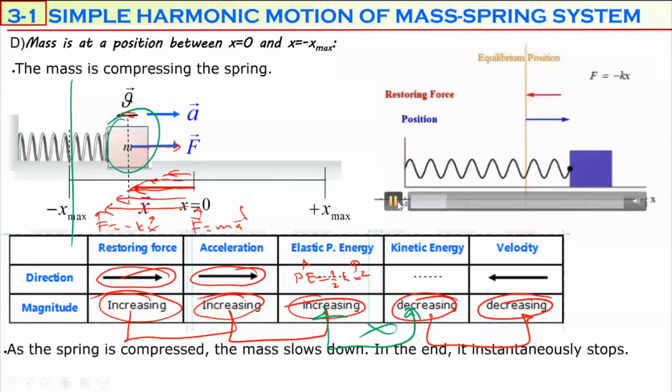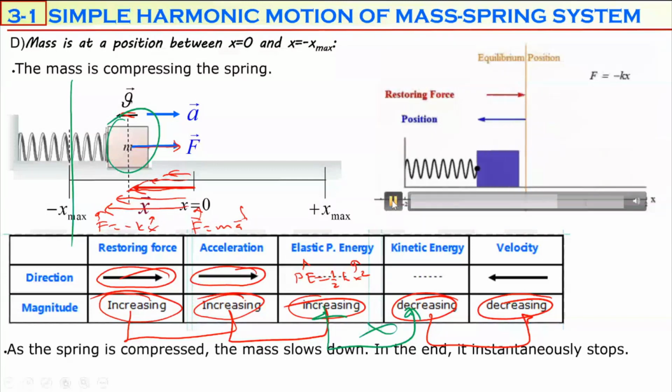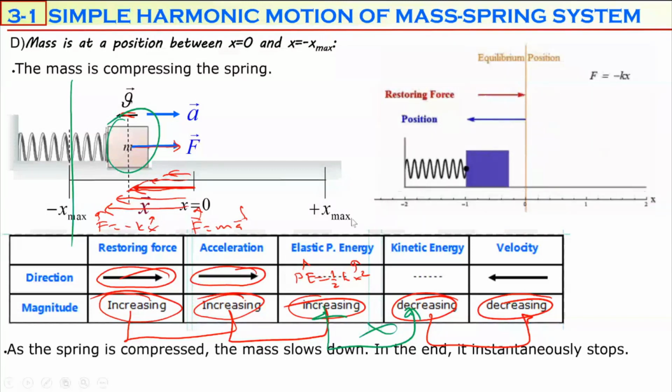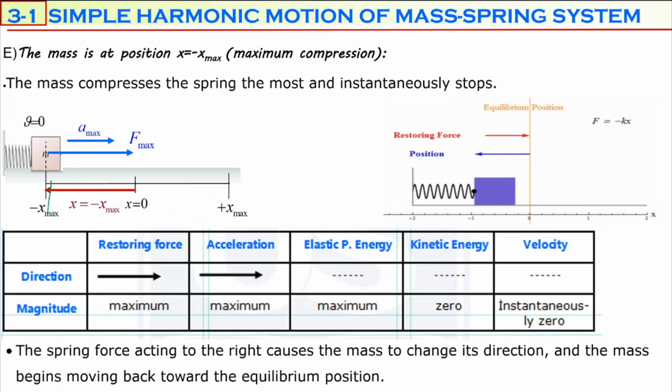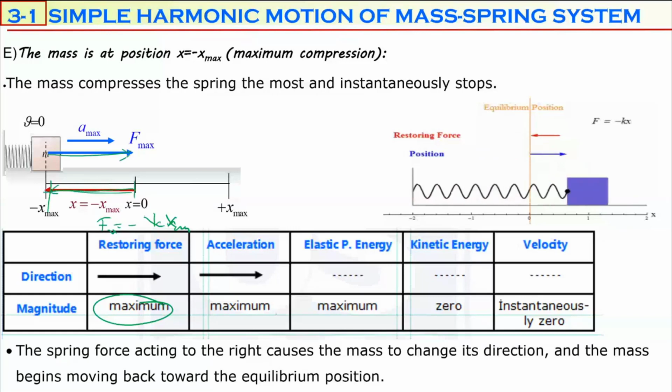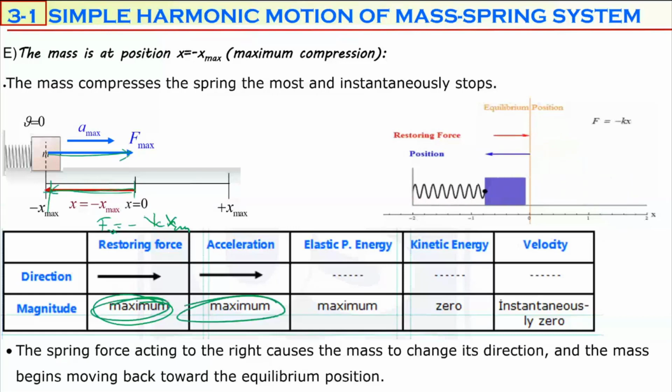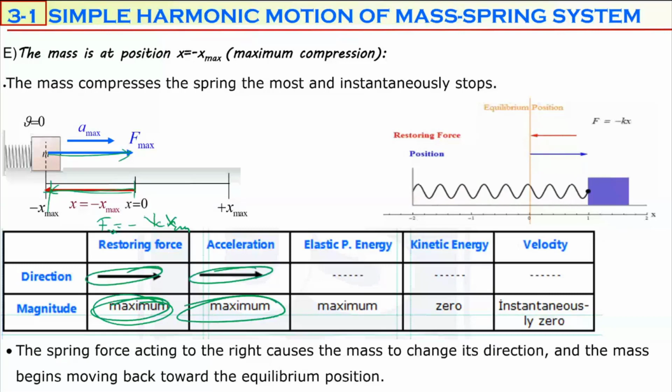Now I will study this position. The object passes through equilibrium, compresses the spring, and stops. So at maximum compression, the mass is at the position of maximum compression. What will happen in this case? If the object compresses the spring the most, x is maximum, and if x is maximum, the restoring force must also be maximum. So the restoring force is maximum, but its direction is opposite to x. x is to the left, restoring force is to the right. If the force is maximum, acceleration must be maximum, and their directions are the same.